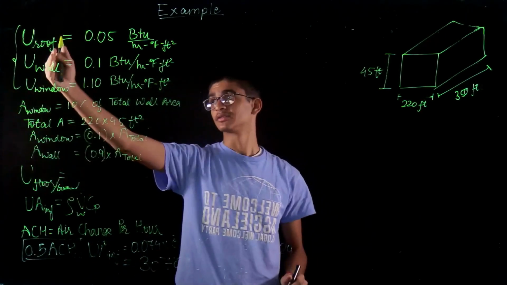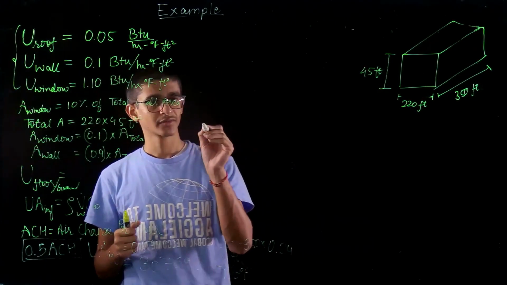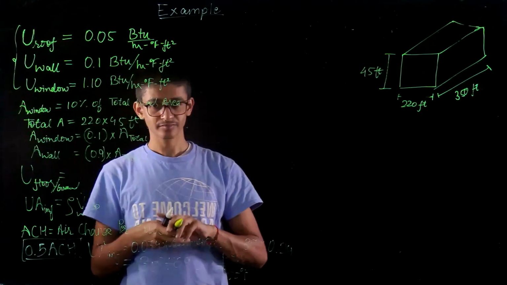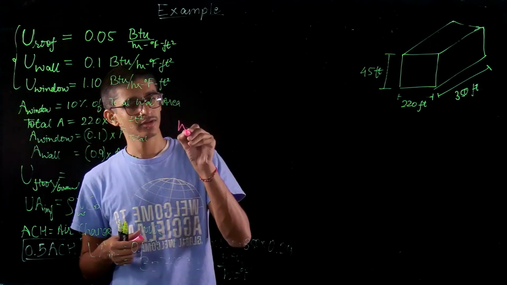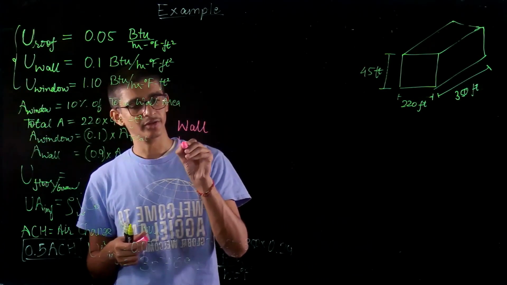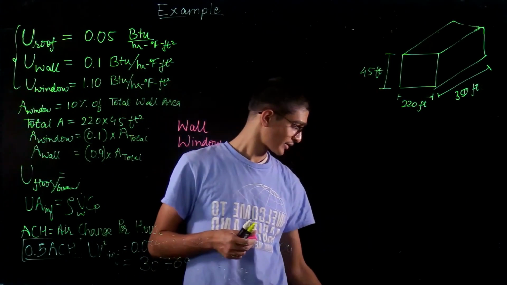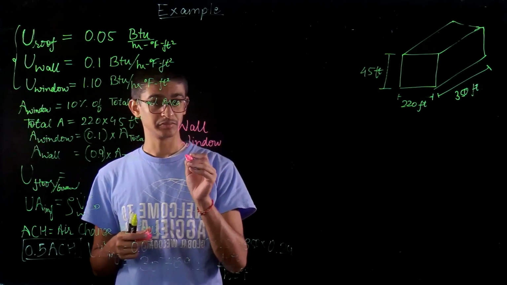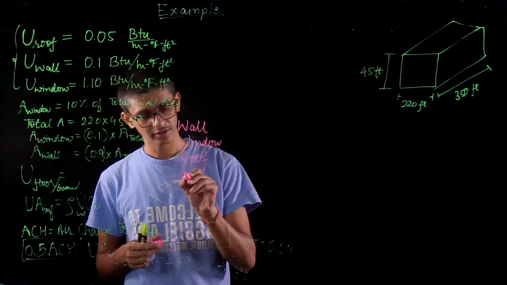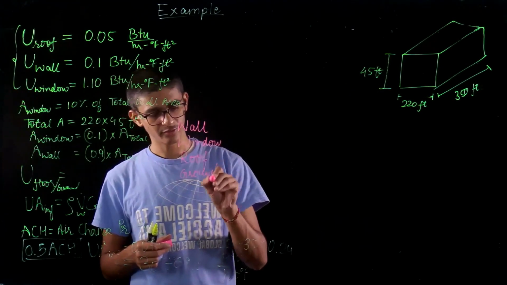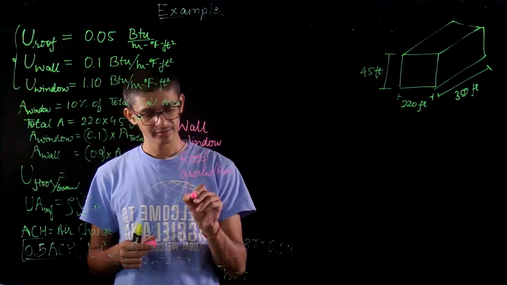For the other parts, the roof, windows and wall, what we need is a table. So we'll make a table where we have the wall, window, roof, ground or floor, and infiltration.